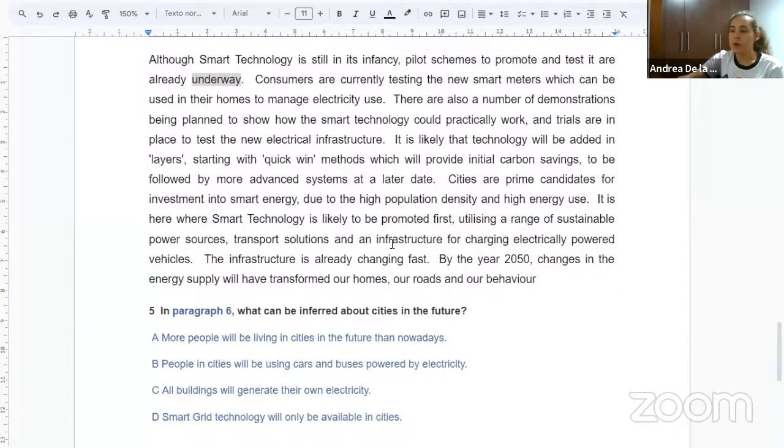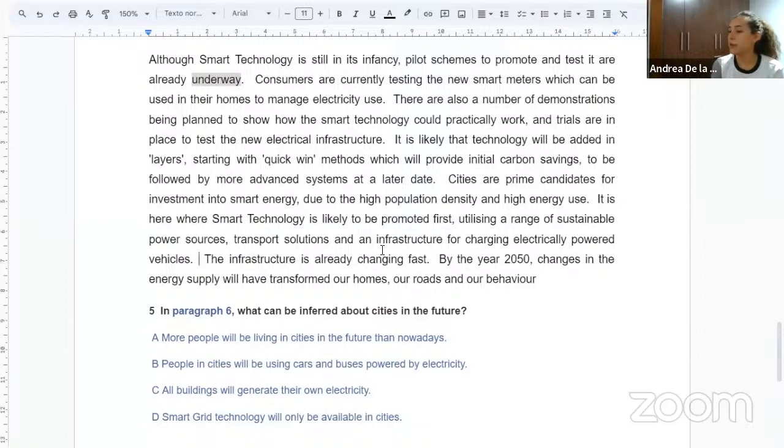If these cities will have an infrastructure for charging electrically powered vehicles, what does that mean? That means that there is going to be electrically powered vehicles, right? Because otherwise, why would they have an infrastructure for charging them if you don't have the vehicles to charge? So there will be an infrastructure for charging these vehicles. That must mean that there will be buses and cars powered by electricity, right? Electrically powered vehicles. So yes, people in cities will be using cars and buses powered by electricity. There's nothing that says anything about buildings generating their own electricity, and not enough evidence to support that claim.